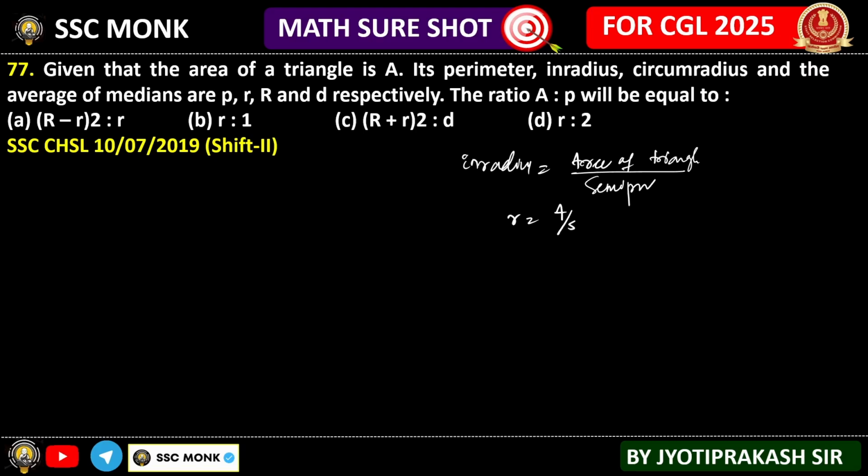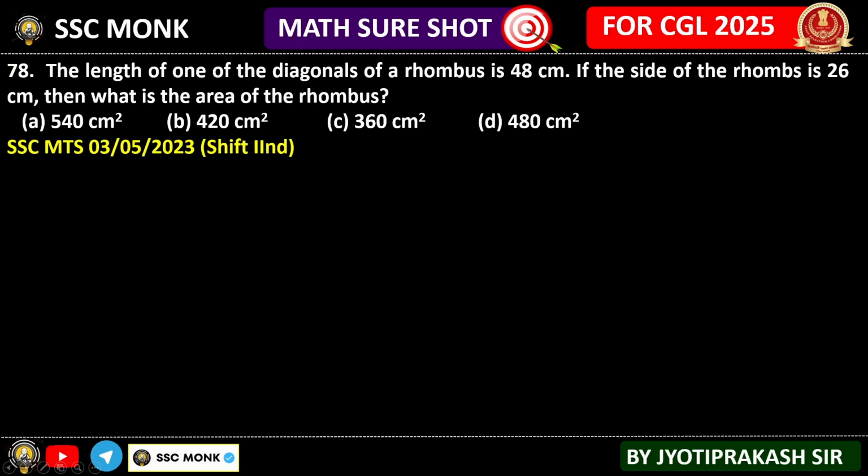Area A is given, semi-perimeter is not given, so let's say S. Clear? Now semi-perimeter is equal to what? Perimeter by 2. So here perimeter is P, so I can directly write P by 2, or I can write 2A by P is equal to radius. Clear? Or I can write area is equal to radius into P by 2. Now it is asking about A to P, that means A by P is equal to r by 2. Answer option D. Clear? Next, the length of one of the diagonals of the rhombus is 48 centimeter.